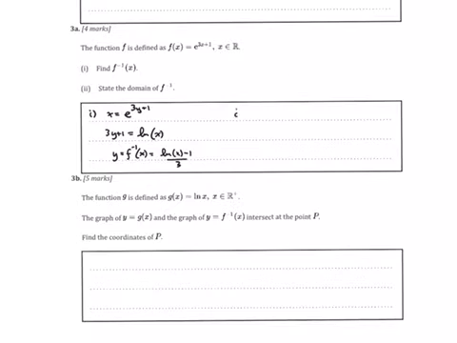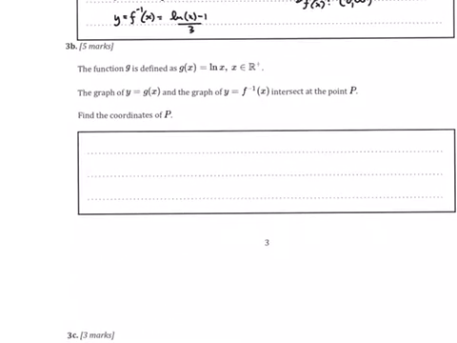In part 2, it asks for the domain of the inverse. That's going to be equivalent to the range of the original. So the range of f of x, it looks like it will be from 0 to infinity, right? Therefore, the domain of the inverse will be equivalent. All right, let's move on to part B.